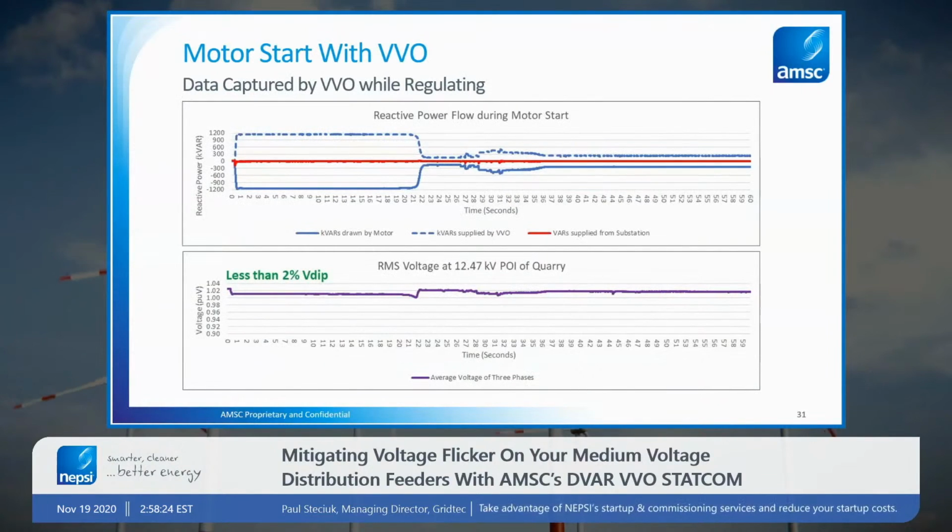This is now showing with the DVAR VVO installed, and this particular application was just one DVAR VVO. The red curve, which was previously the VAR sourced by the utility, you can see is now kept nice and near zero. That STATCOM is installed near the motor, supplying those VARs now. And the associated voltage dip is approximately 2%. The STATCOM operates during that motor starting event.